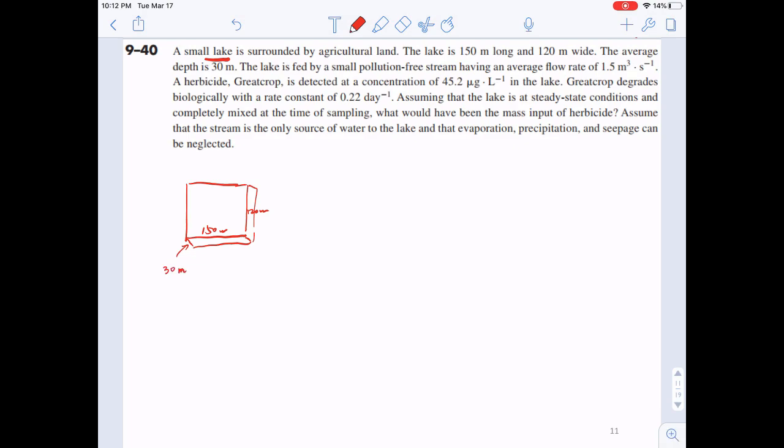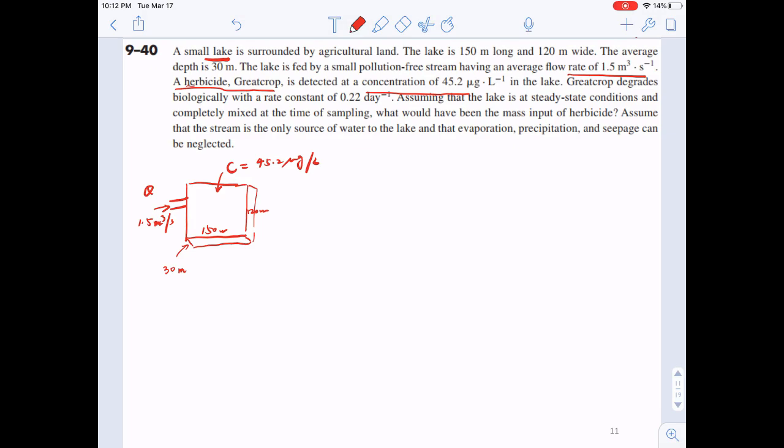So the lake is fed by a small pollution-free stream that has an average flow rate of 1.5 meter cube per second. Okay, so let's say this is the inflow here. So the Q is 1.5 meter cube per second. Okay. And then it says that there's a herbicide or certain chemicals that are detected at a concentration of 45.2 microgram per liter. Okay, let's say this C here turns out to be 45.2 microgram per liter.